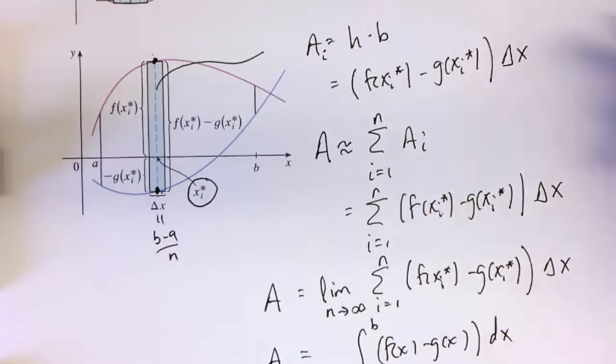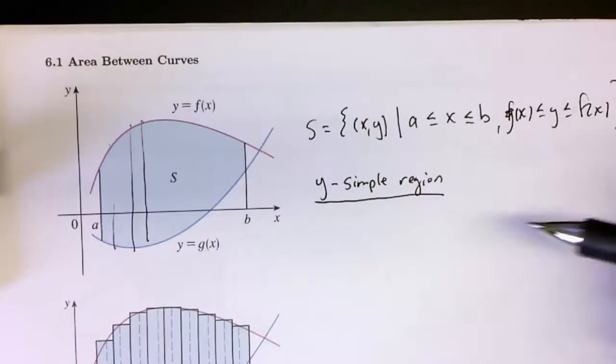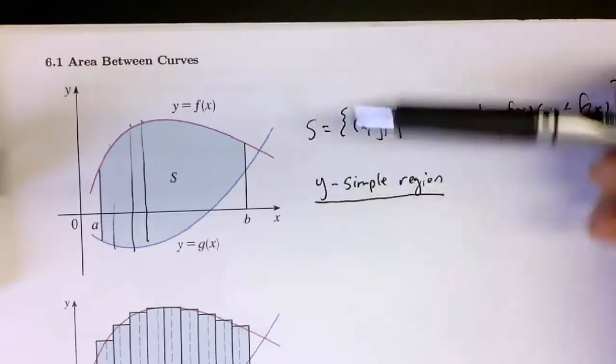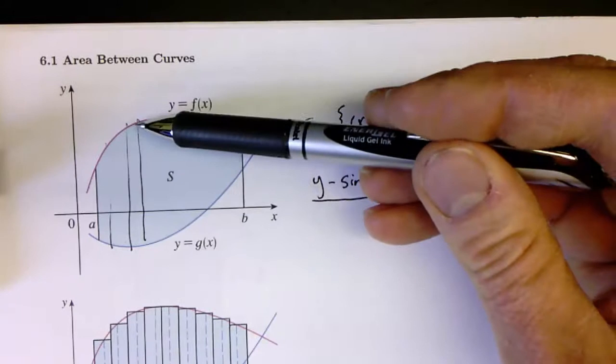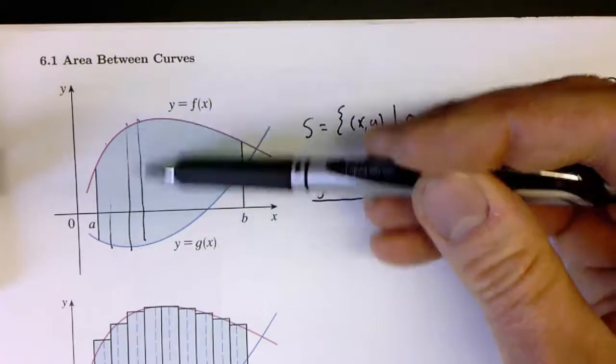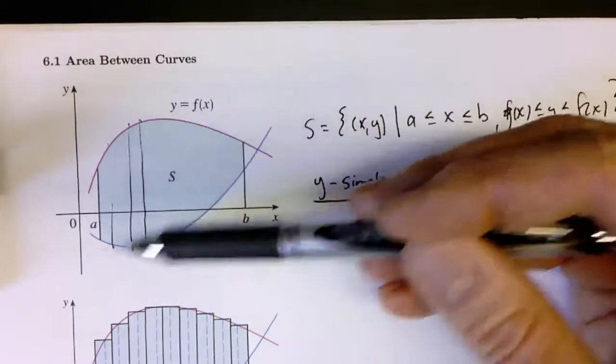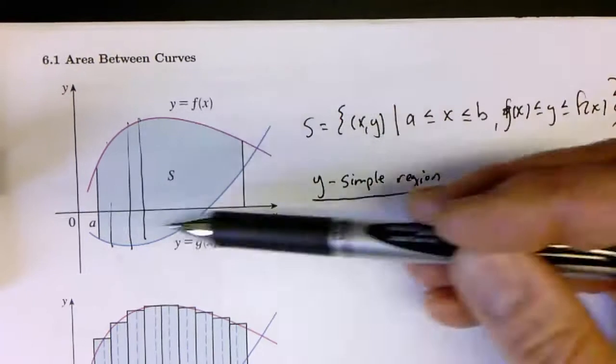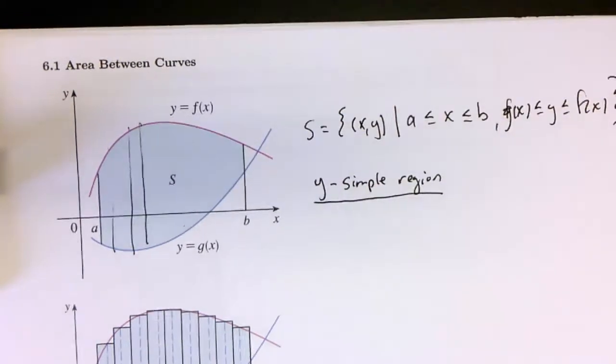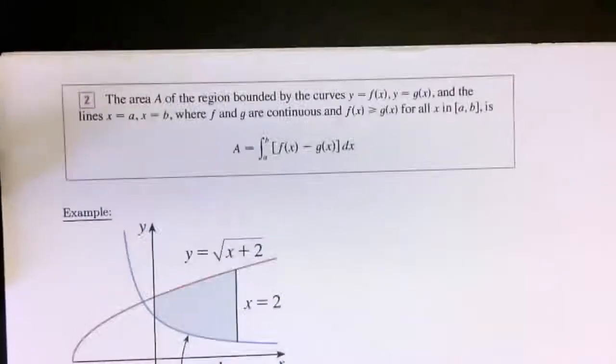All right. The y-simple and x-simple, it's not so important you remember those. Y-simple means that we slice it parallel to y. The region lies between two curves which are functions of x. All right, let's work an example.